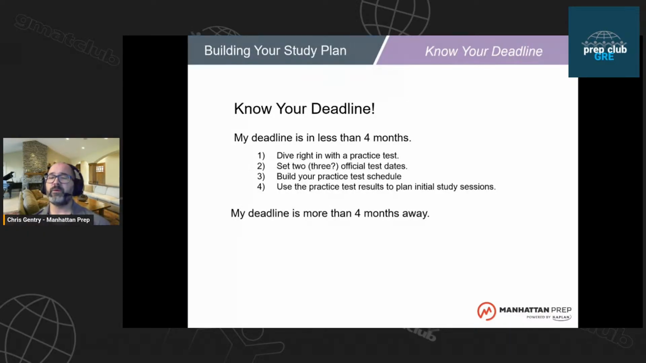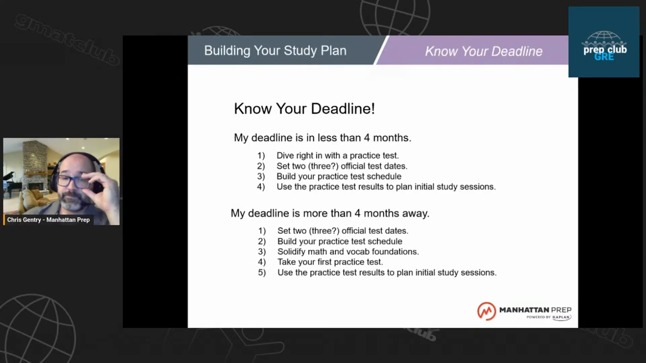If your deadline is more than 4 months away, you have a little bit more of a luxury of time. Again, start with your official test dates and your practice test schedule. Get those done, much the same way as if your deadline is in less than 4 months. But I would recommend if your deadline is more than 4 months away, don't start with a practice test right now. Take some time, maybe 2 weeks, to solidify math and vocabulary foundations.